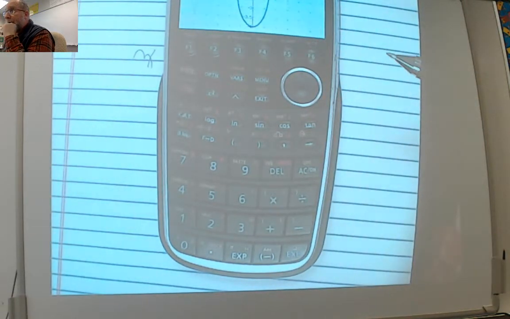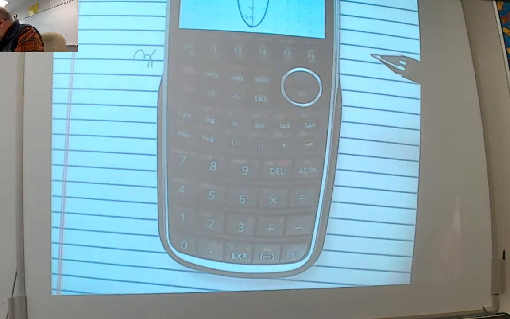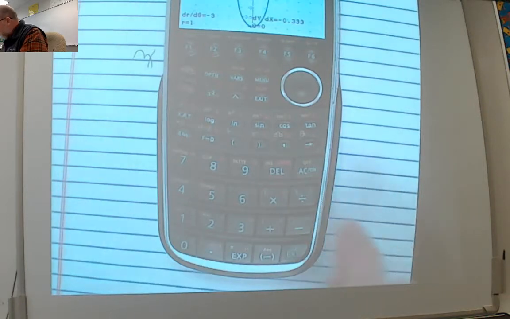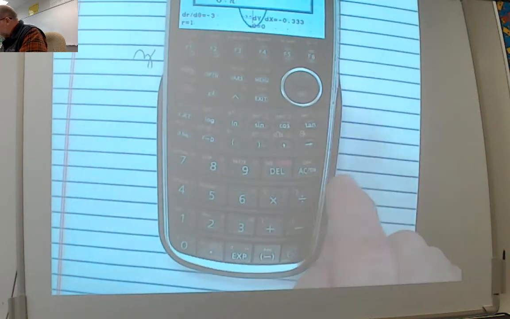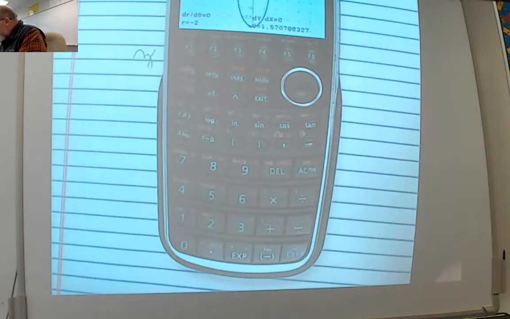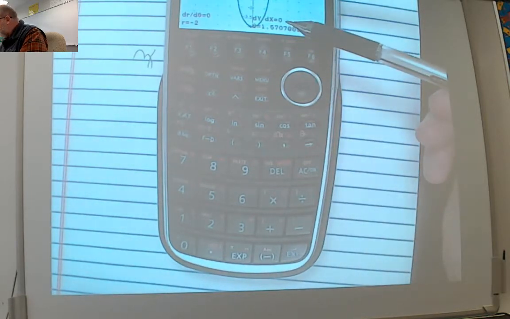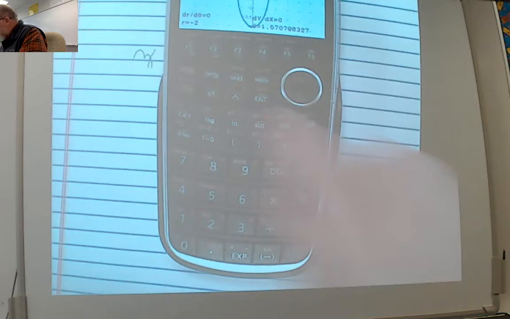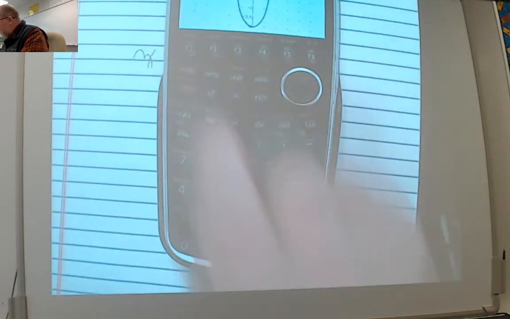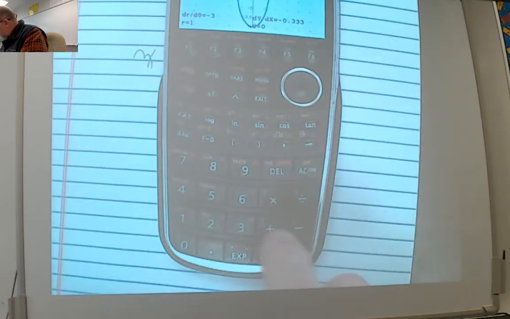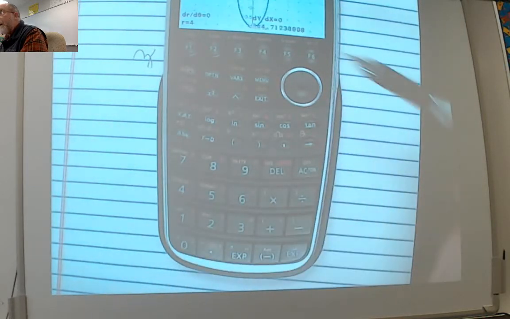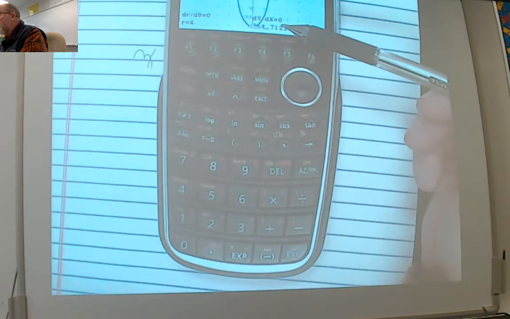I'll talk about that in a second. So what I'm going to do is trace, and I'm going to first put in pi over 2. And if I take a look, dy/dx is equal to 0 at that point. I'm going to trace again, and I'm going to put 3 pi over 2 in there. And you can see I have that. Okay?